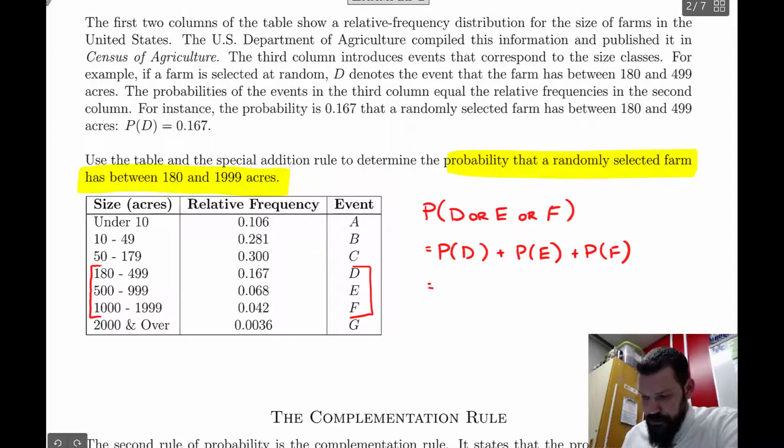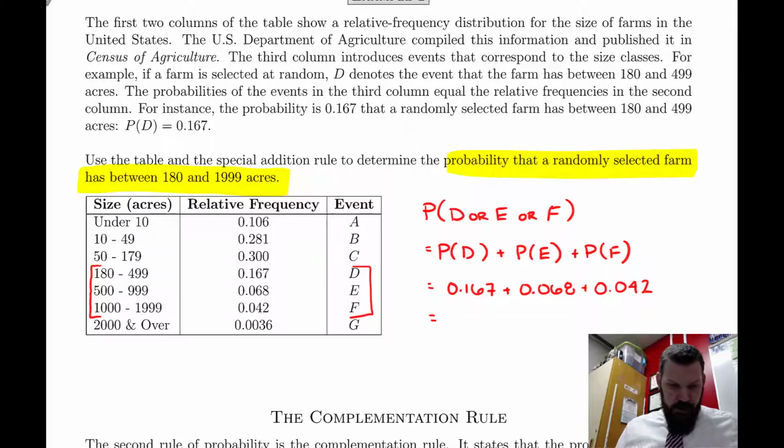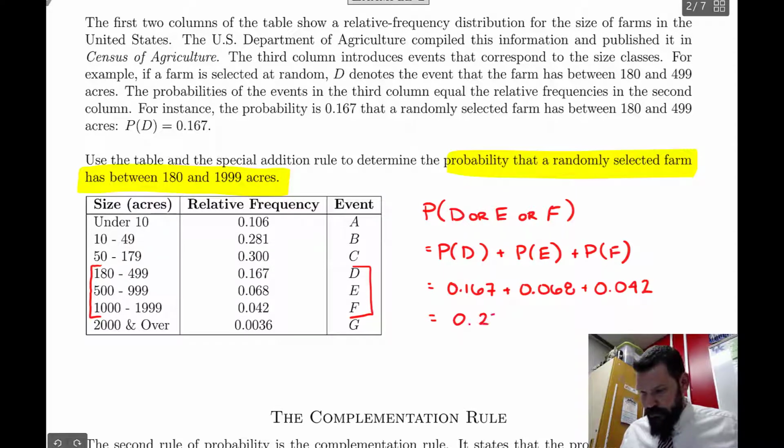And then if we look at our table, the probability of D is 0.167, the probability of E is 0.068, and the probability of F is 0.042. So we will just add those together and we will have 0.277. So the probability that a farm has between 180 and 1,999 acres is 0.277, or 27.7%.